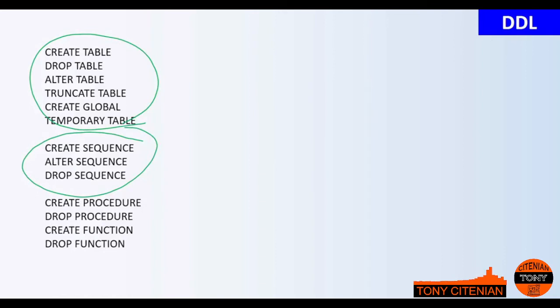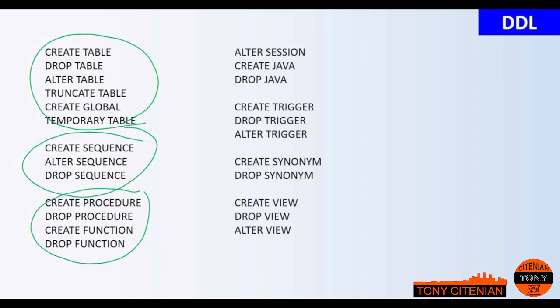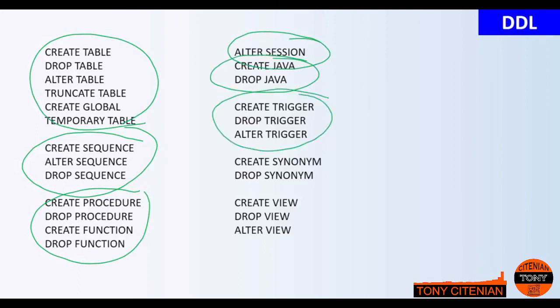Here is PL/SQL related, something like create a procedure or function. Similarly, if you don't want them, you can just drop the procedure and function. Here you can use alter session to set whatever session specific parameters. We can create and drop Java related objects. Here are trigger related commands. You can create a trigger, drop a trigger, or alter the trigger. In the same way, synonym related, create a synonym. If you don't want it, you can just drop it. Similarly, view related DDL commands.